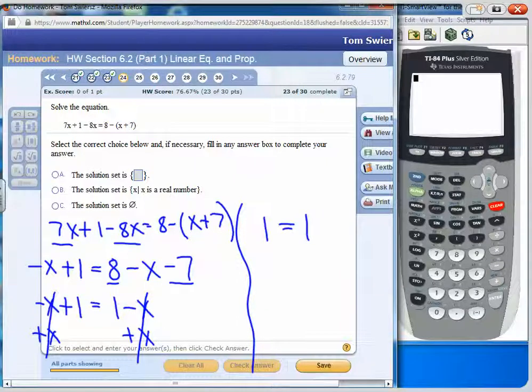The variable disappears, the variable canceled. We have one number equals the same number, which is always true, which means the answer is any real number. Okay? When the x's cancel on both sides and you get the same number left on both sides, then the answer is any real number.